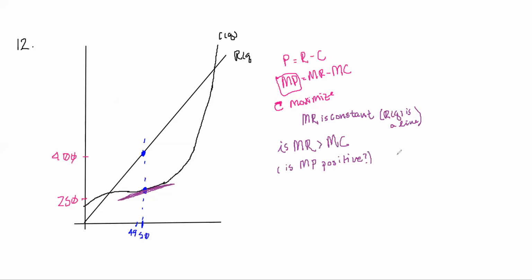What do you guys think? Should we add that 50th bus? Is our marginal profit positive? Will we get more profit if we add that bus? Yes, we will. So we know that we should add the 50th bus.